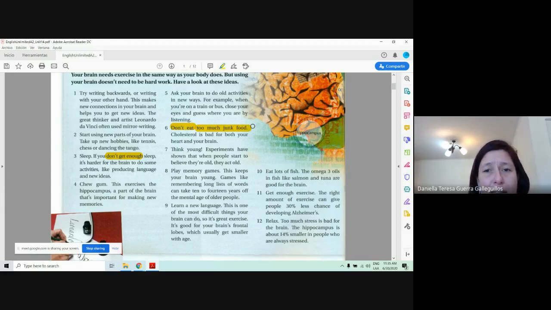7, think young. Experiments have shown that when people start to believe they are old, they act old. Absolutely. 8, play memory games. This keeps your brain young. Games like remembering long lists of words can take 10 to 14 years off the mental age of older people. 9, learn a new language. This is one of the most difficult things your brain can do. So it's great exercise. It's good for your brain's frontal lobes, which usually get smaller with age. So now it is English.